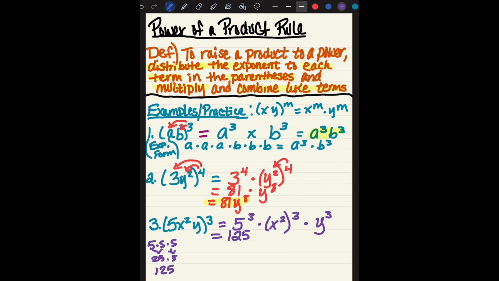Now we have x squared raised to the 3rd power, or cubed. That would be x to the 6th power. Then we bring out the y cubed. Last thing, combine those together. So we got 125x to the 6th power times y cubed. That is our answer for number 3.